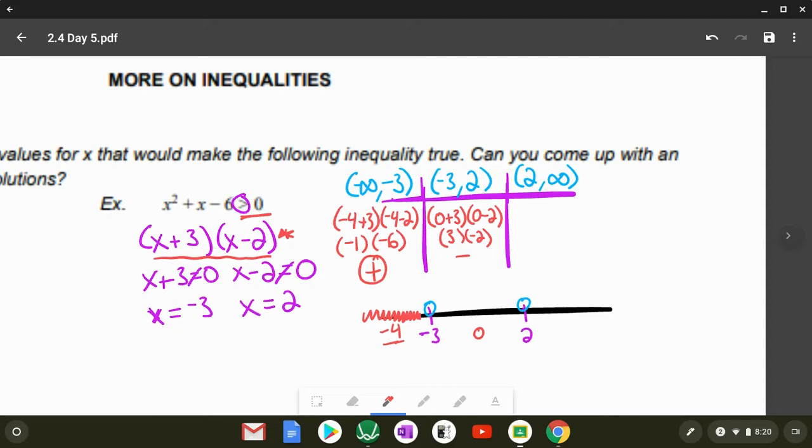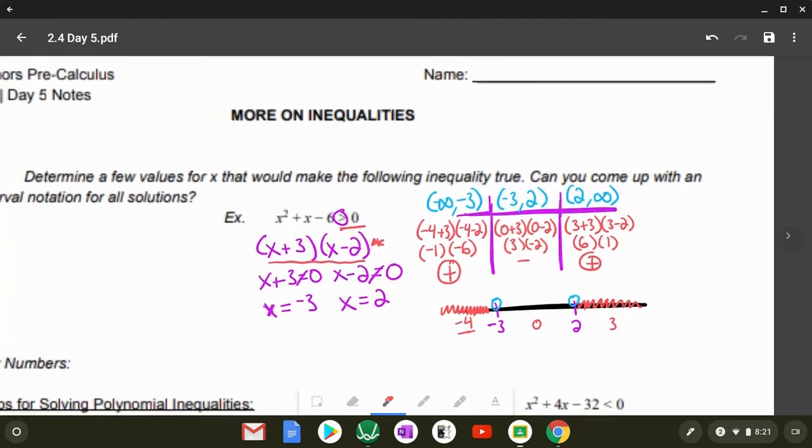So because the output is negative, we know that 0 is not in our solution set. And then I think the best number on the right side would be a 3. So 3 plus 3 and 3 minus 2. We have a positive 6 times a positive 1. We end up with positive 6. And again, because it's positive, we know that's part of our solution set.